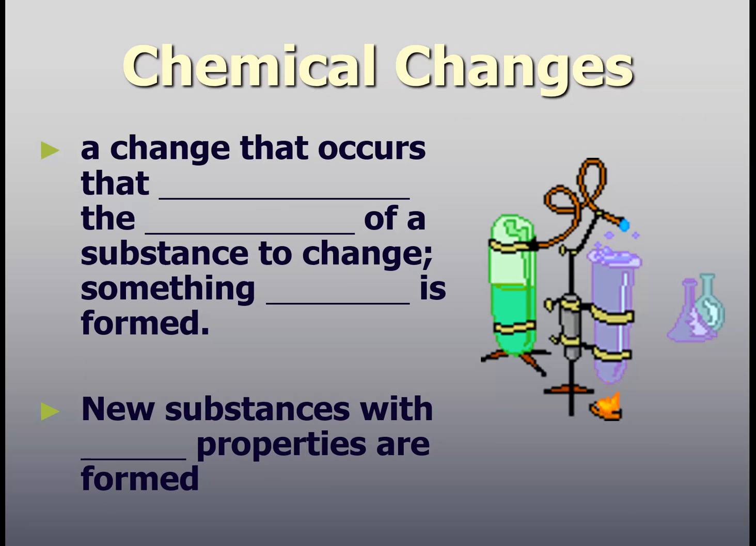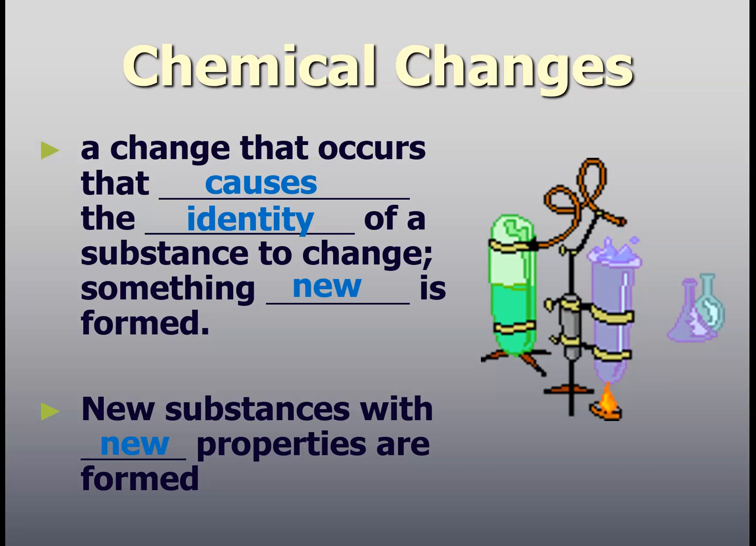A chemical change that occurs. So what is a chemical change? Well, it's a change that occurs that causes the identity of a substance to change. Something new is formed. New substances with new properties are formed. So a chemical change is anything that causes the identity of the substance to change.